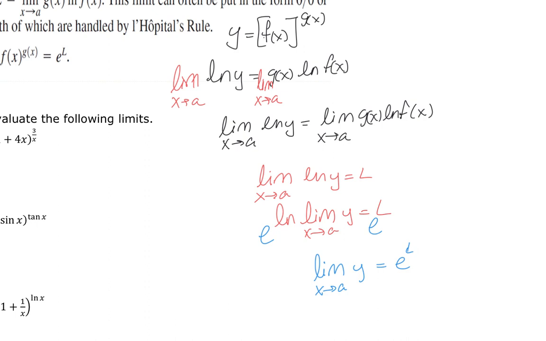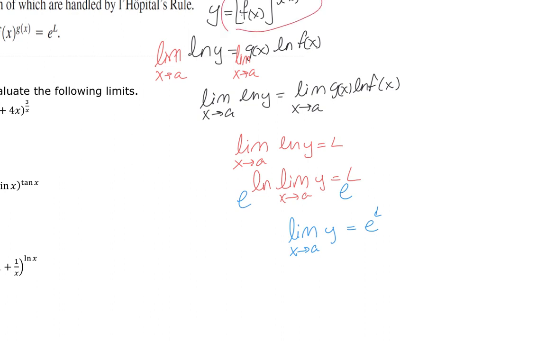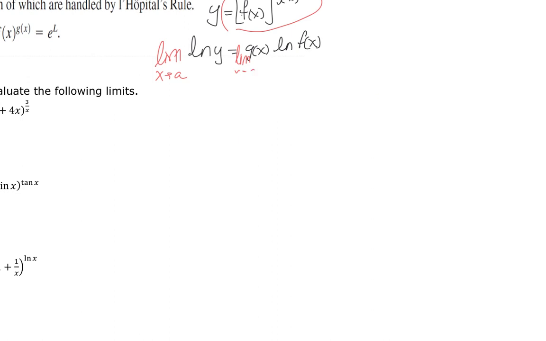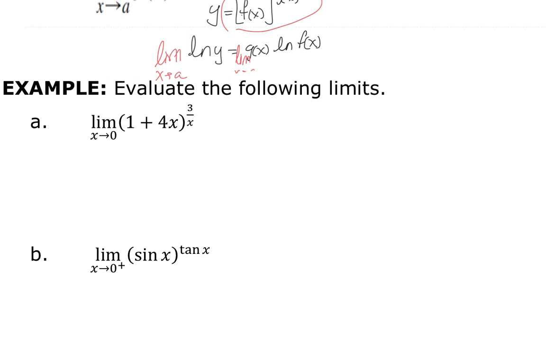You're like, okay, but we didn't start out with y. No, what we started out with was this. So the limit as x approaches a of f of x raised to the g of x will be equal to e raised to the L. So now let's really apply this. So that's the reason we're allowed to do it. I wanted to give you the reason why and not just say, just do this. I always find it's better to give reasons why. So the first thing we're going to want to do is replace it with y equals 1 plus 4x raised to the 3 over x.